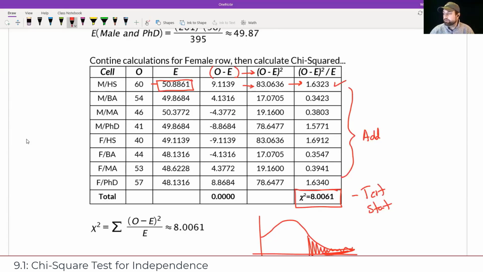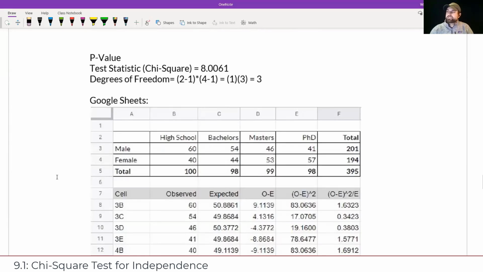That is chi-squared. So now we have chi-squared. We also need to know our degrees of freedom. So in this situation, we had 2 rows, so 2 minus 1, and we had 4 columns, 4 minus 1. So that's 1 times 3. So our degrees of freedom are 3. So let's synthesize this. Here's the p-value. That's chi-squared. Here's our degrees of freedom.